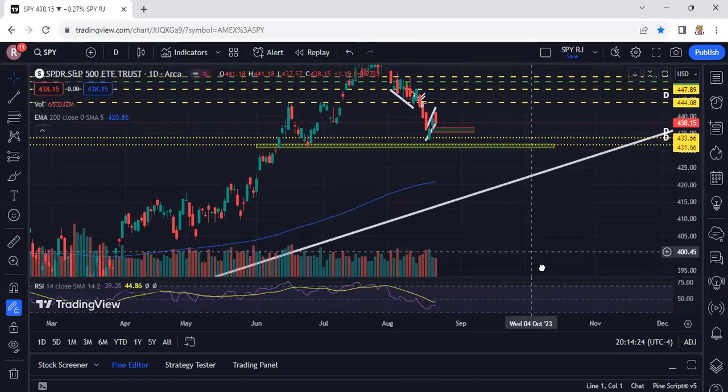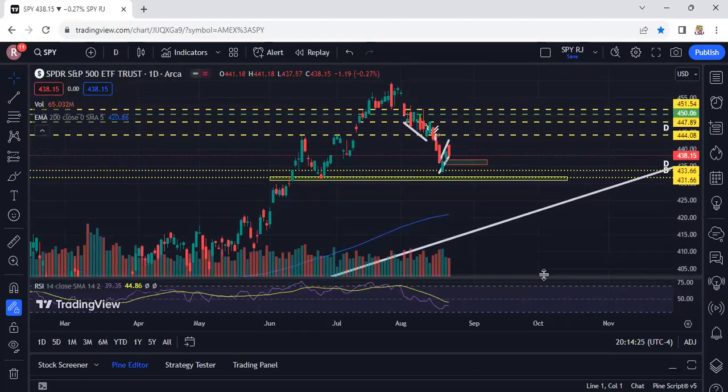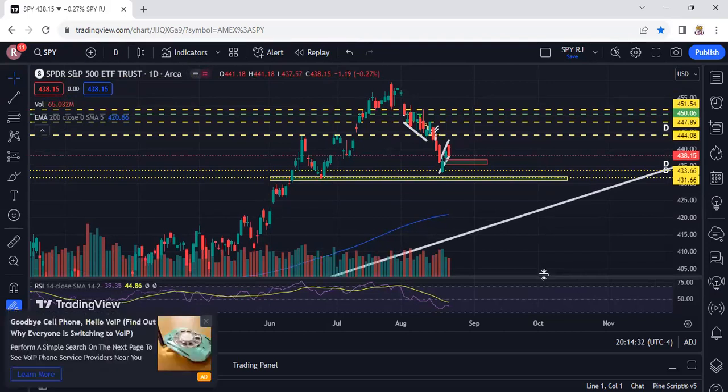Now, I like to start on a daily a lot of times. That's just how I like to do it, because I like to get an overview on a larger time frame and come down to a smaller. So the first thing I always have to look for is, I find my levels. I already have my levels on SPY that matter for right now, so I'm not really worried about finding any levels.